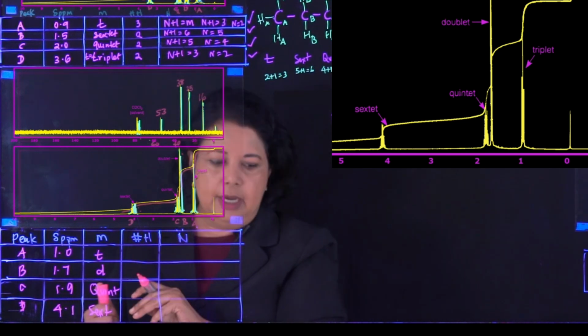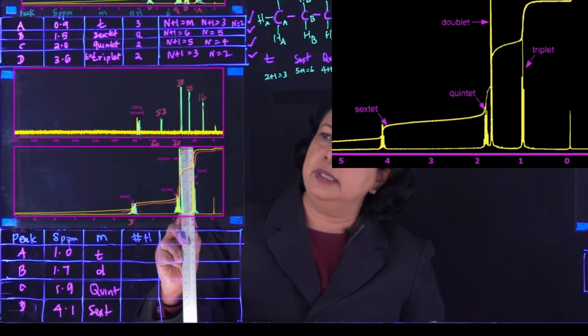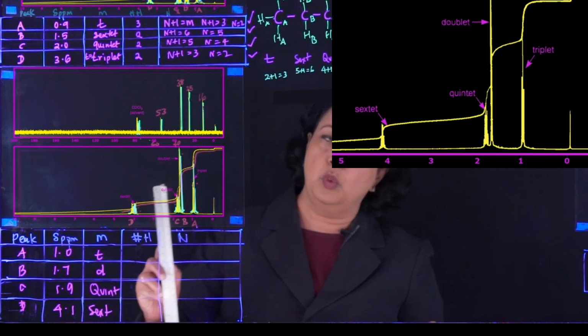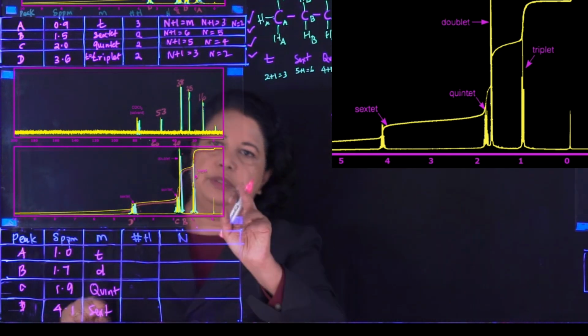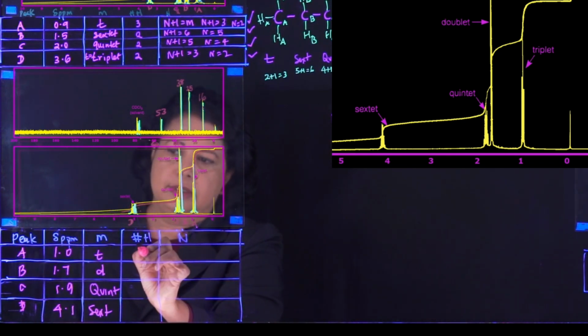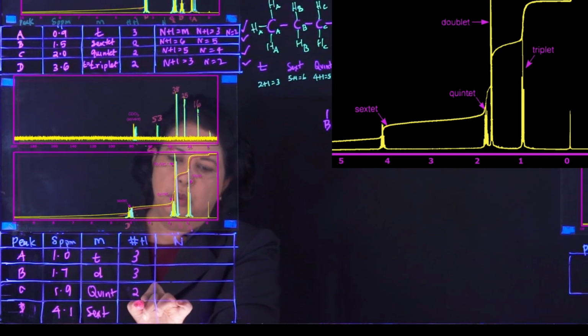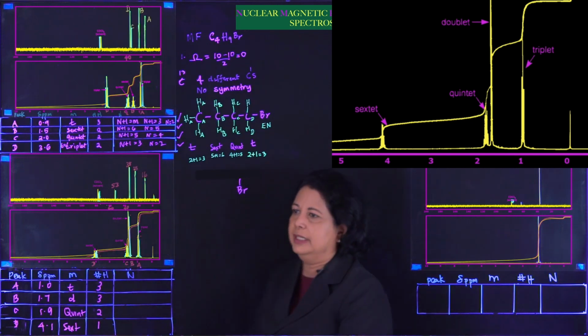Let's look at the number of hydrogens in here. Let's look at the height: 3 centimeters, 3 centimeters, 2 and 1. So the centimeters correspond perfectly to the number of hydrogens. So this is 3, 3, 2, 1. And I should thank John for blowing it up so perfectly.